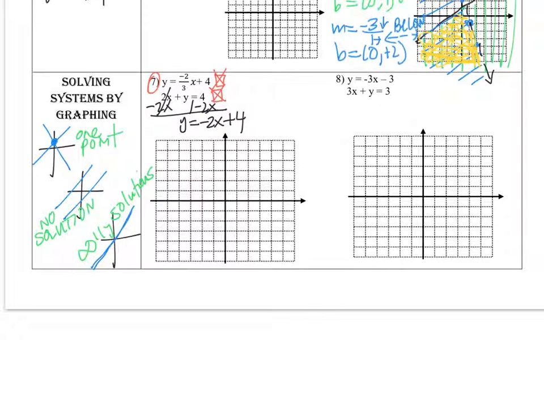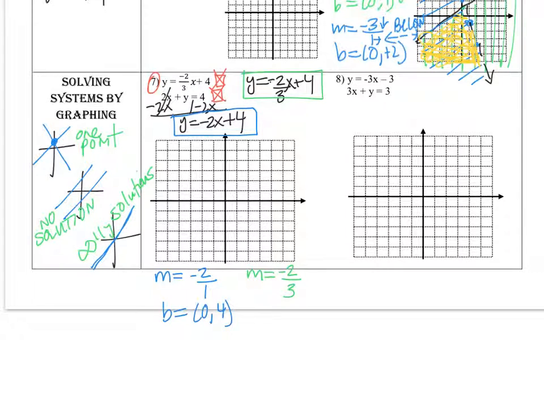Okay, so we'll call this our blue line, and our green line will be y equals negative two-thirds x plus 4. And that will be our green line. My blue line has a slope of negative 2 over 1 and a y-intercept of (0, 4). And my green line has a slope of negative 2/3 and a y-intercept of (0, 4). Now these are equations, so there's no dashed line, no solid line. You just graph it and that's it.